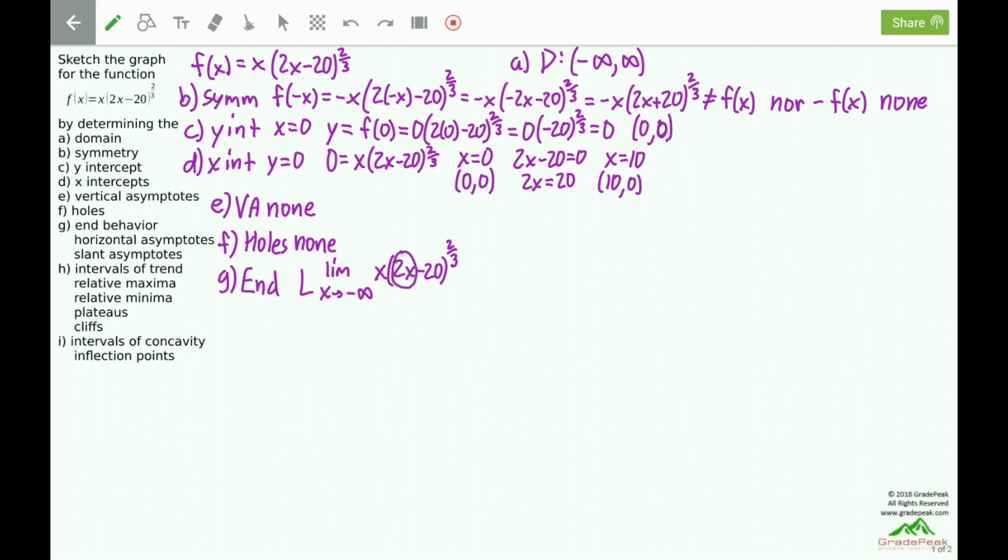Only the highest power term matters inside of the fractional exponent. That'll be the 2x. Plugging in negative infinity, 2 times negative infinity is negative infinity, raised to the 2/3 power, which means cube root of negative infinity, which will be negative infinity, and then squared, which will be positive infinity, and then times the x, which is another negative infinity. Negative infinity times positive infinity is negative infinity.